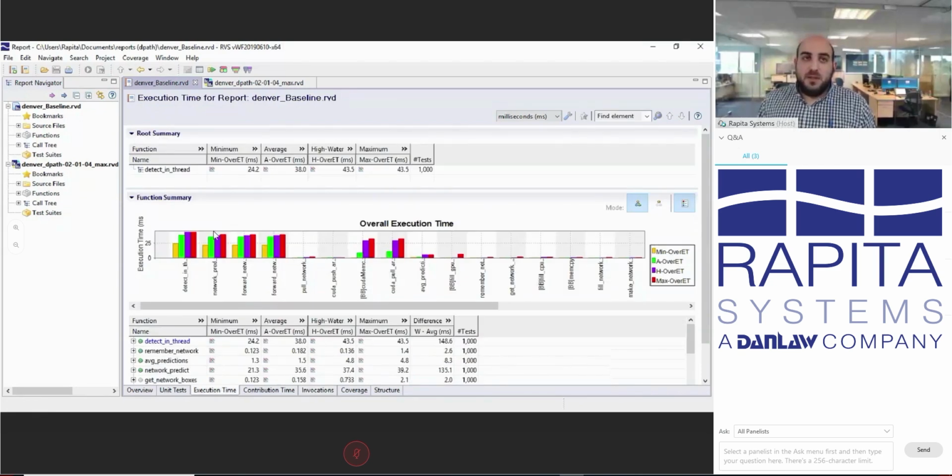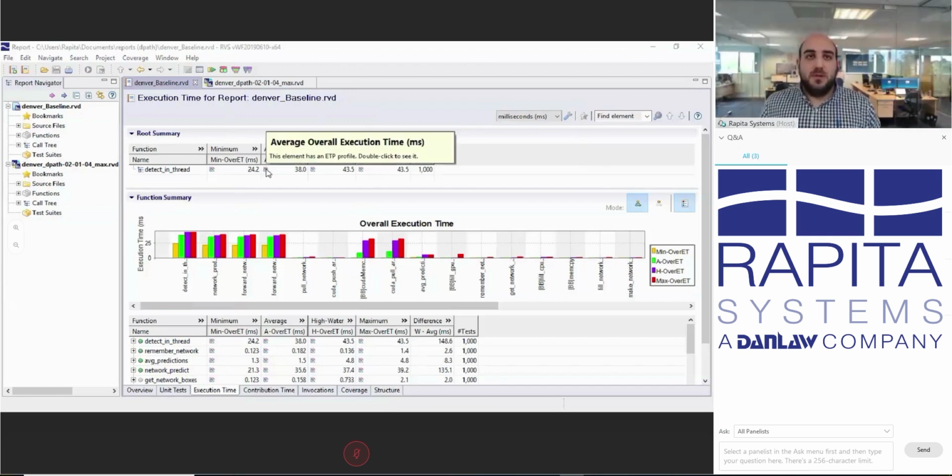More important view is the execution time tab, where we can have a high-level view of the execution time metrics of our application. These are minimum, average, high watermark, and the maximum observed execution times. We get that sort of information for all the functions in the system. There's also the capability, with fine-grained instrumentation, to be able to dig in and see specific areas of the code that took a long time to execute.